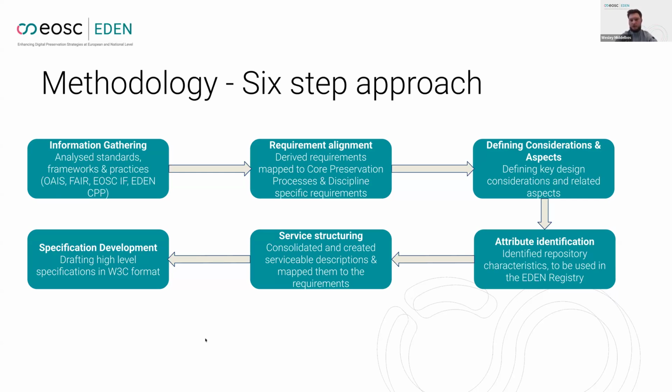Again, we mapped them to the core preservation processes to check if they solve part of these processes, but also, for example, to the user journey maps, which became available after the deliverable. And in the final step, we started to write high-level specifications in W3C format, one of which is already released at technical readiness level 4.